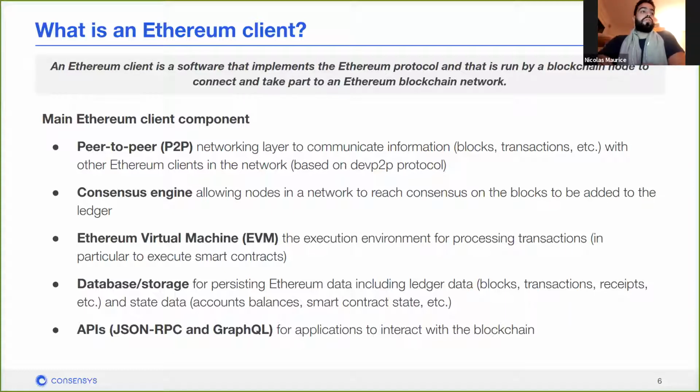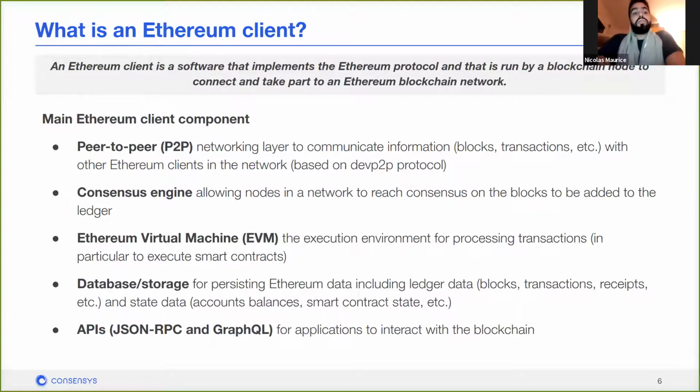So when a user sends a transaction to a node, this transaction will then be transmitted to the other nodes through the peer-to-peer layer. And there may be some other messages depending on the cases, in particular for the consensus engine to achieve its work. Typically, the IBFT consensus uses some extra messages to communicate information in order to achieve the consensus over the new blocks. So this peer-to-peer networking layer is based on the DevP2P protocol. All the Ethereum clients implement this component, which is one of the most important components of the client.